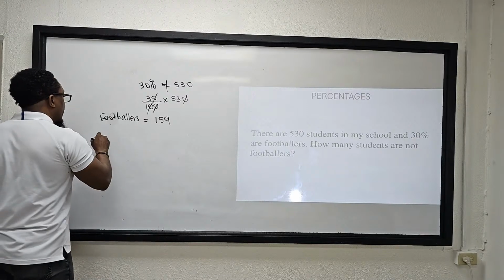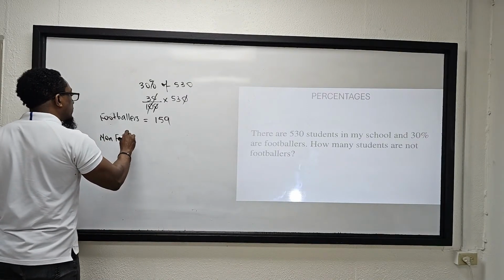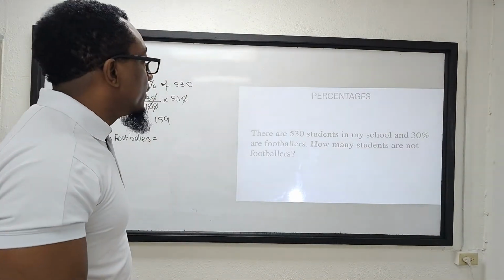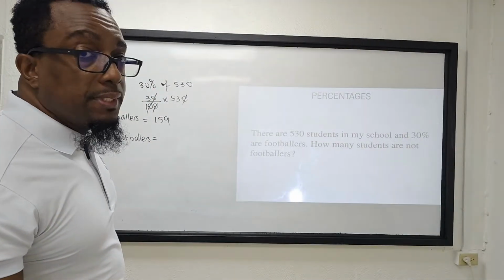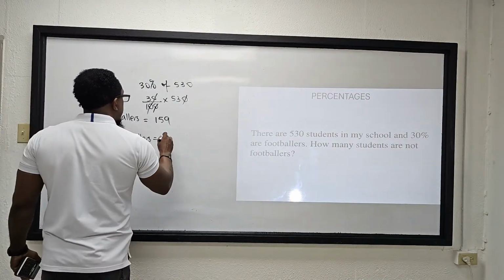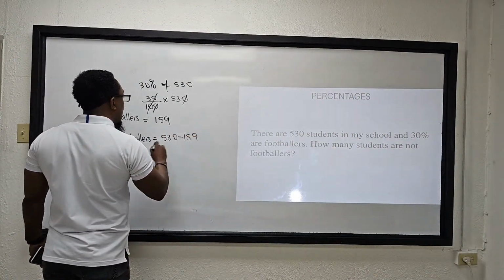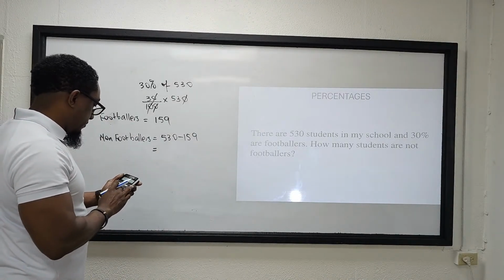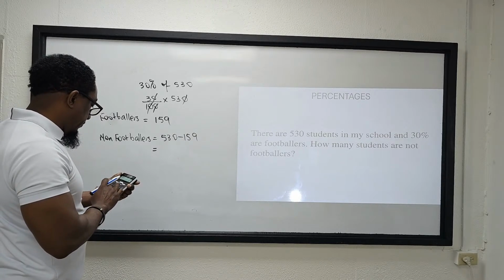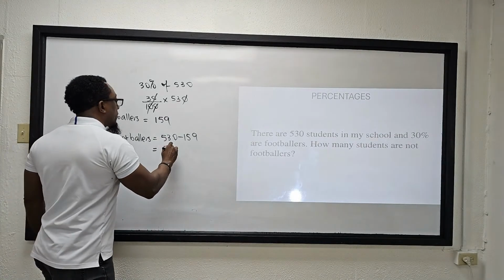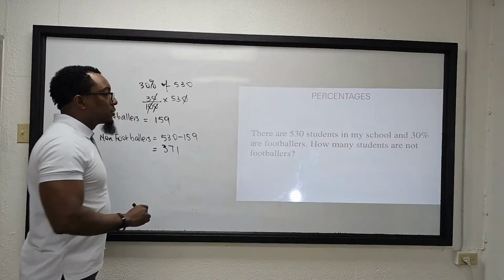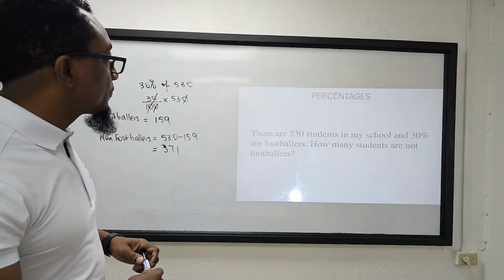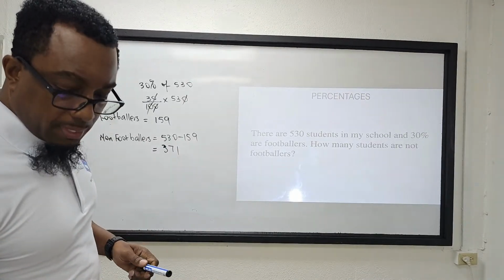So non-footballers will be to subtract those who are footballers from the total number of students. So that will be 530 subtract 159, that will give us what? 371. So 371 will be your non-footballers. Alright? Again, show where percentages will come into play.